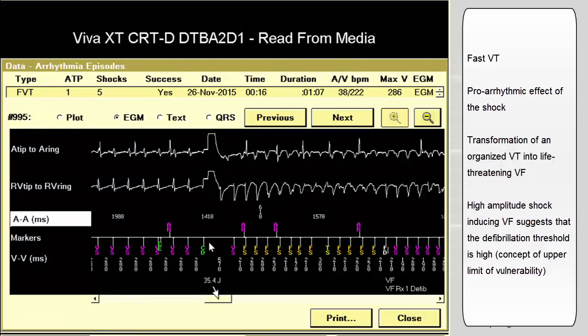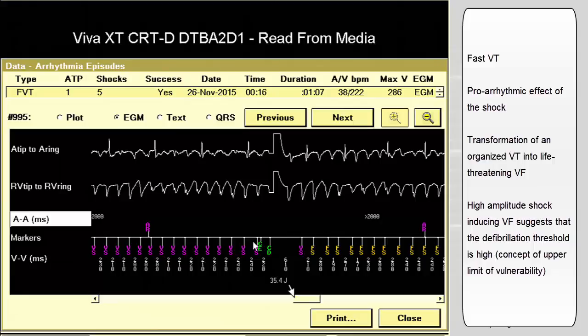Once the shock has been delivered, you can see that there is a transformation from an organized ventricular tachycardia to a very fast, polymorphic and disorganized ventricular fibrillation. This highlights the paradoxical effect of an electrical shock. Of course, it can many times reduce the arrhythmia, but sometimes, like in this example, it can also induce a ventricular fibrillation.